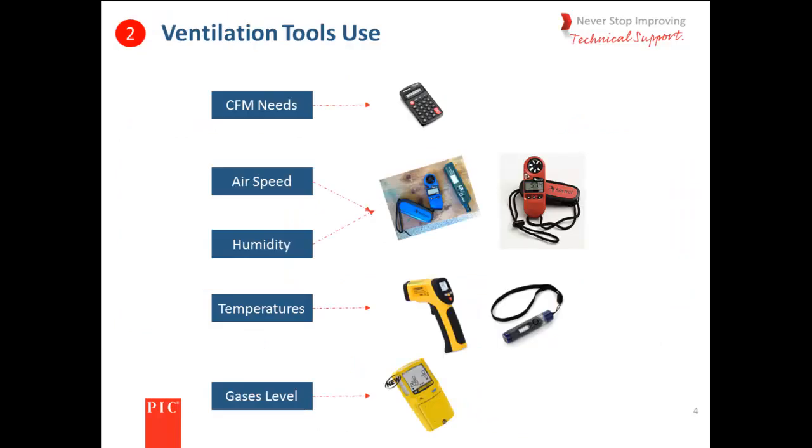If we define our goals, we have our next big opportunity with our pig producers: use the ventilation tools to measure your goals. So we have tools, Kestrel tools for example, for air speed and humidity, temperature guns for the temperatures, or lasers if we want, or some gas level devices. So if we have the goals, we need to measure the goals to know if we are working well or not. These are two basic things, but most of the time when we are visiting the farms, the people don't have the tools.